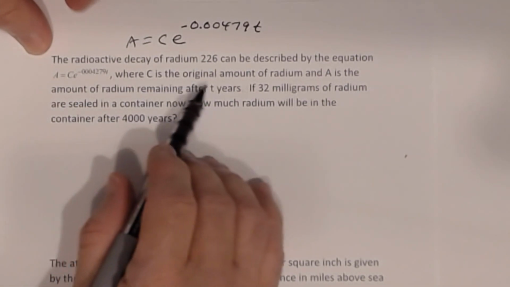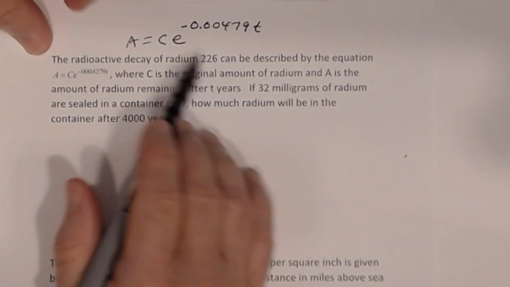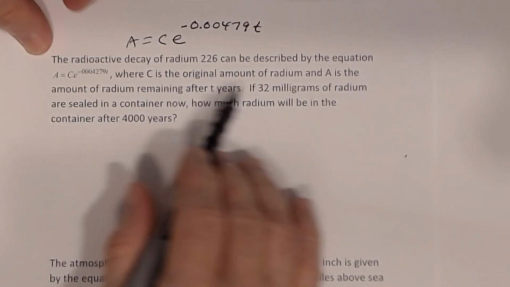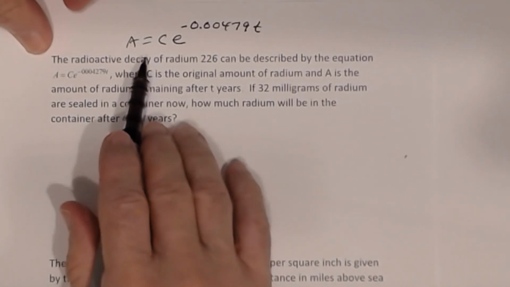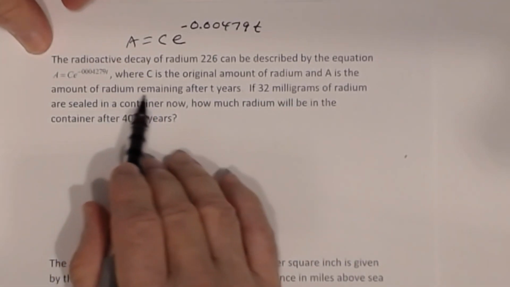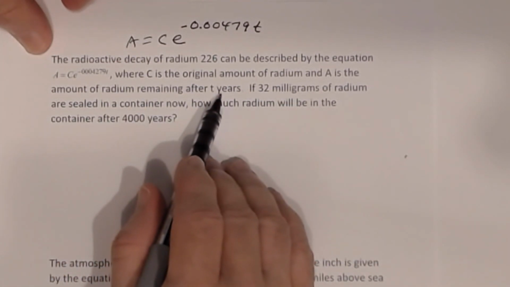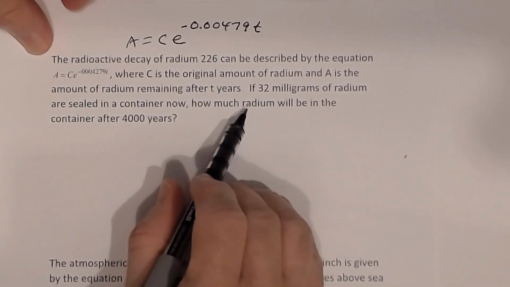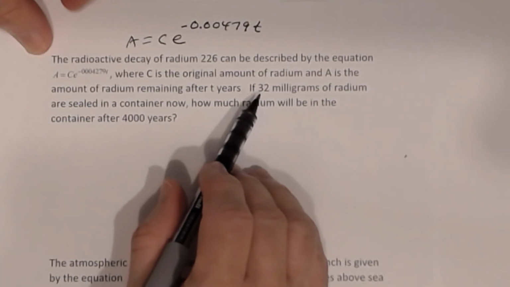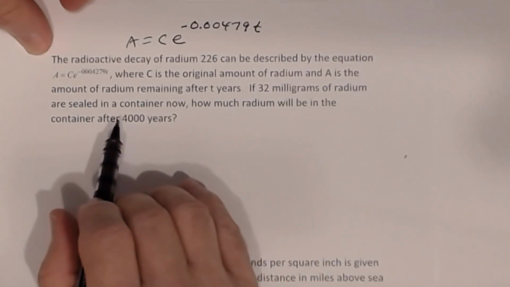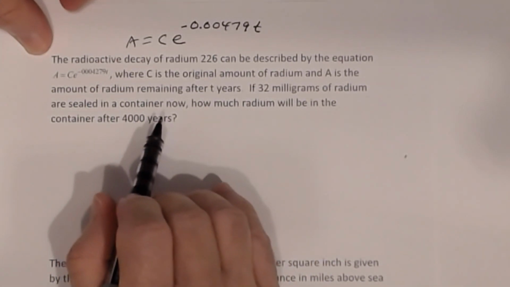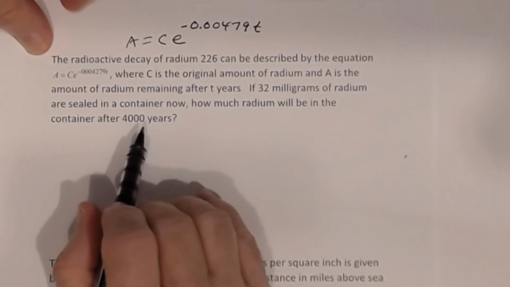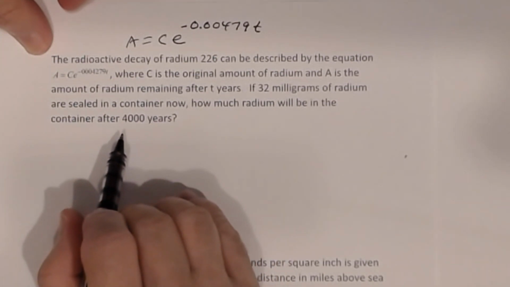Where C is the original amount of radium, and A, this A here, is the amount of radium remaining after T years. So T is in years, so T is your time. So they tell you that if 32 milligrams of radium are sealed in a container now, how much radium will be in the container after 4,000 years?